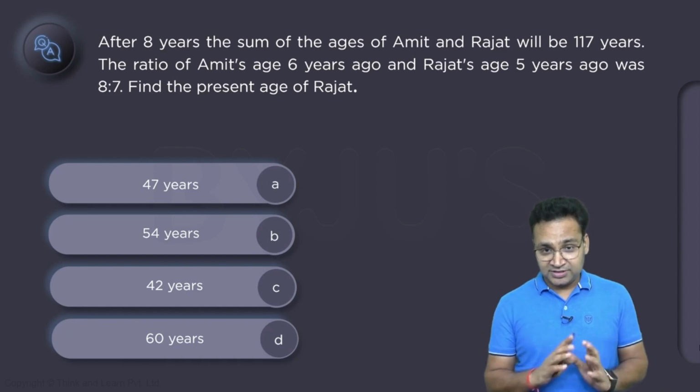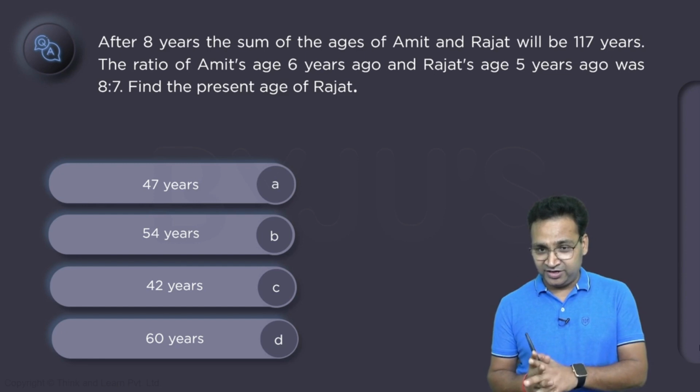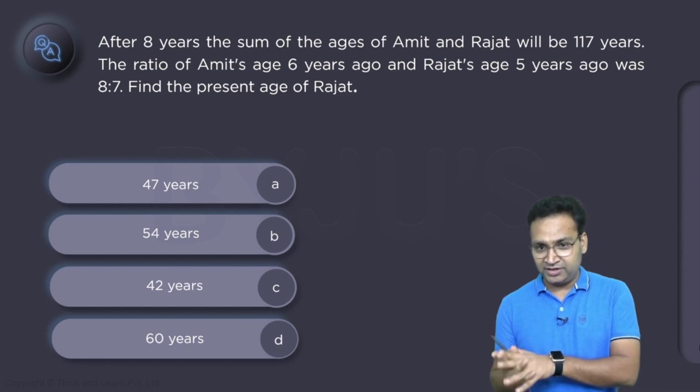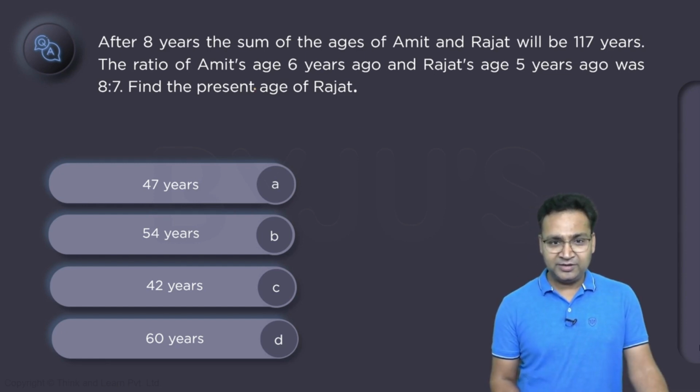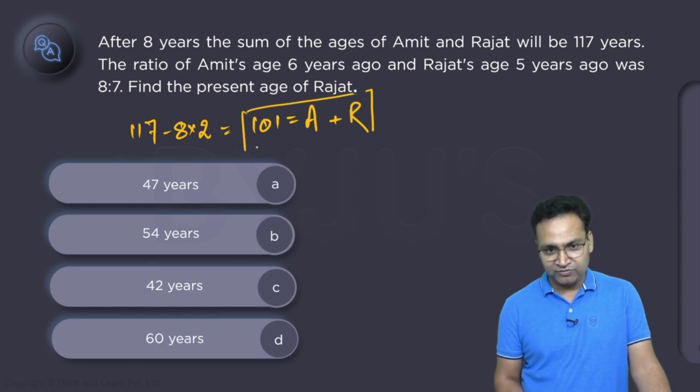After 8 years, the sum of ages of Amit and Rajat will be 117. That means present sum is 117 minus 8 into 2. 2 people were there. It is 101. This is the age of Amit and Rajat. I have told you, use variables which are meaningful.